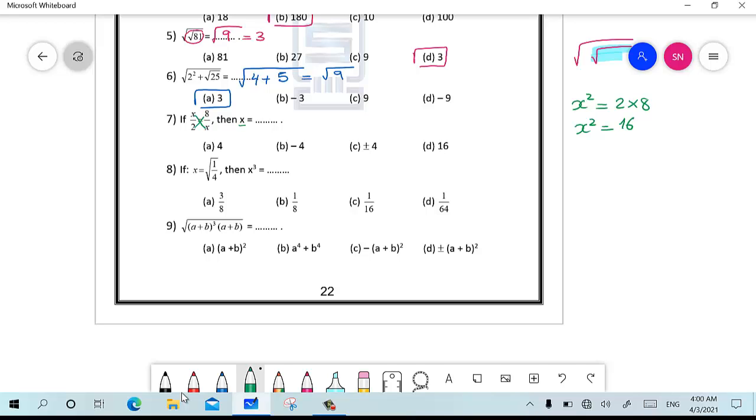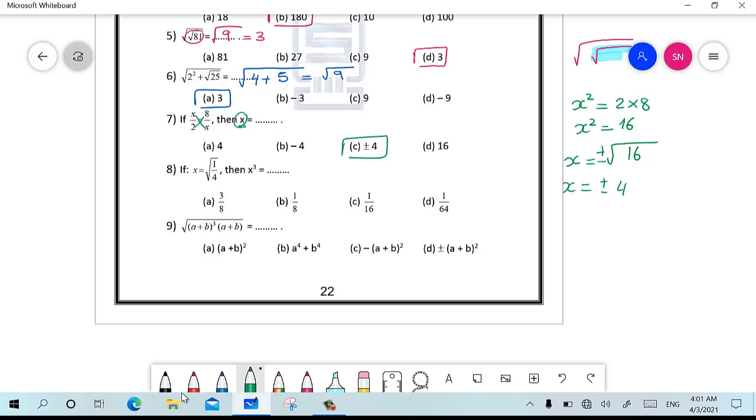Now I want to find x alone, so I'm going to find the square root of 16. We said that when we are finding a square root for a variable, this means I must have positive negative. So x is equal to positive negative 4, which is answer number C. Again, when I'm finding a square root for a variable, I must have it as a positive negative number.